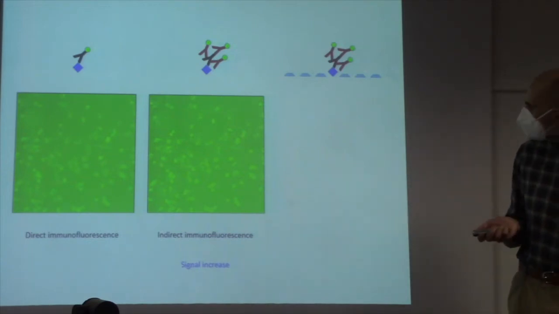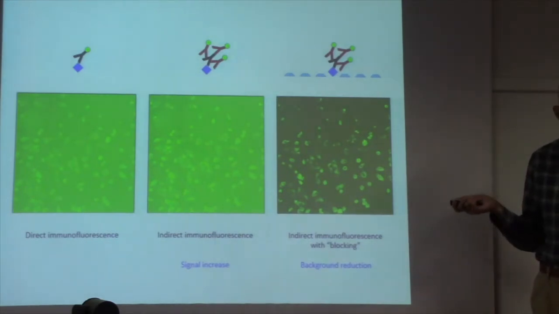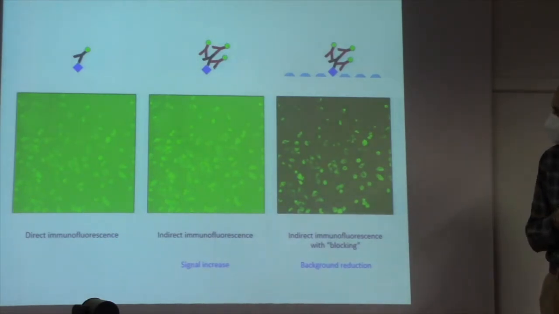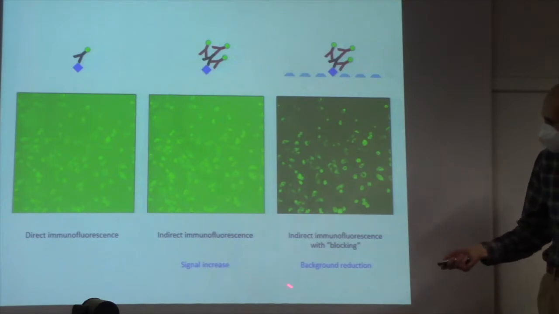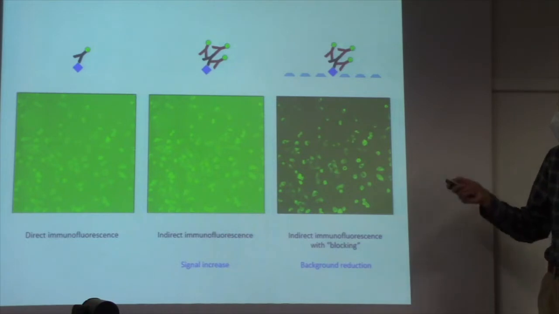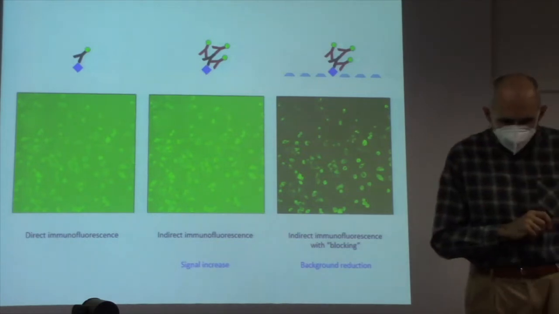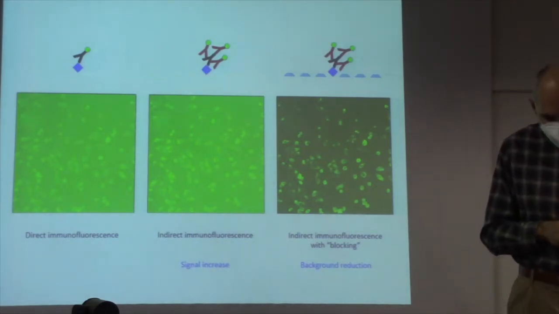And the final outcome is this. Now the background is much lower, and the contrast between the cells and the background is pretty good. In this case, as I said, we had the background reduction, and we have combined an increase in the signal with a decrease in background. Another possibility is this.